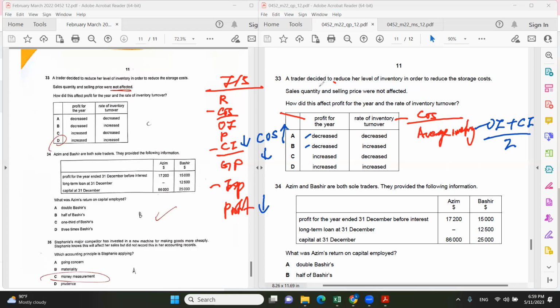Okay, let's see. Level of inventory in order to reduce the cost. Sales quantity and selling price are no change. Okay, how did this affect for the year? Reduce level of inventory, closing inventory reduce, and then cost of sales increase. Cost of sales increase, gross profit decrease. Profit should be decreased.